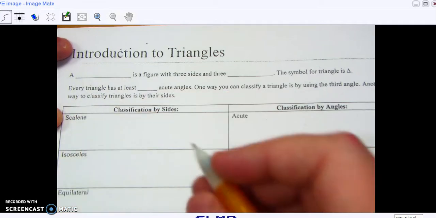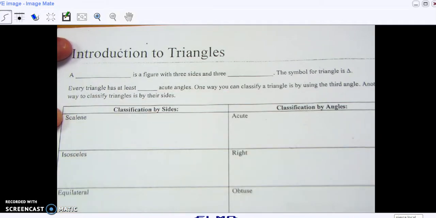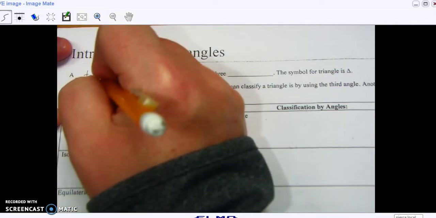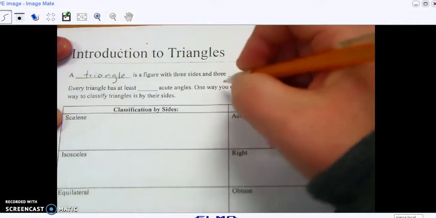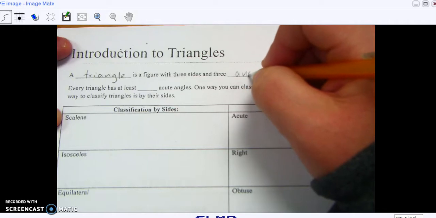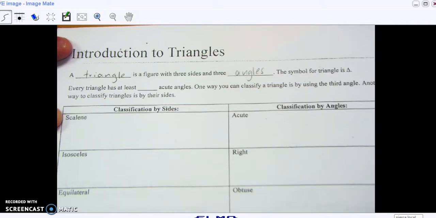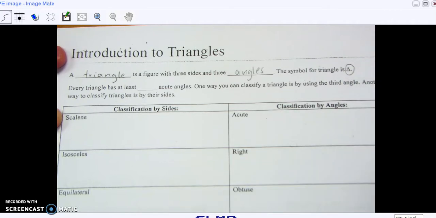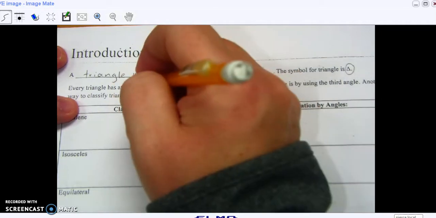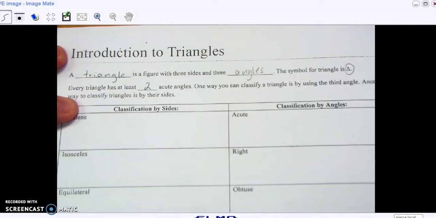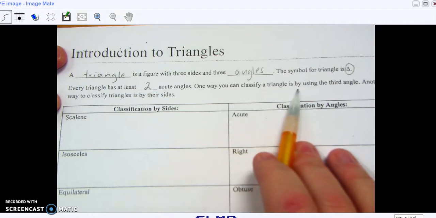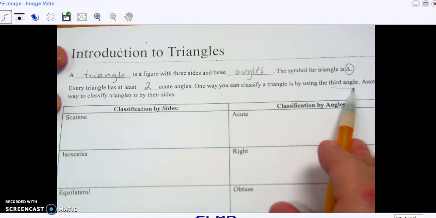A triangle is a figure with 3 sides and 3 angles. The symbol for triangle is this right here. Really complicated. You just draw a triangle. Every triangle has at least 2 acute angles. And one way that you can classify a triangle is by using the third angle.